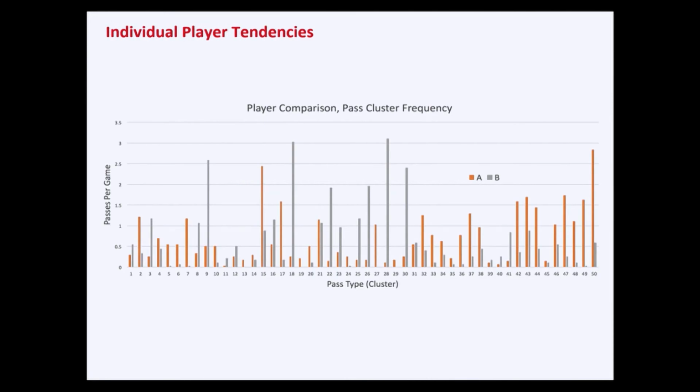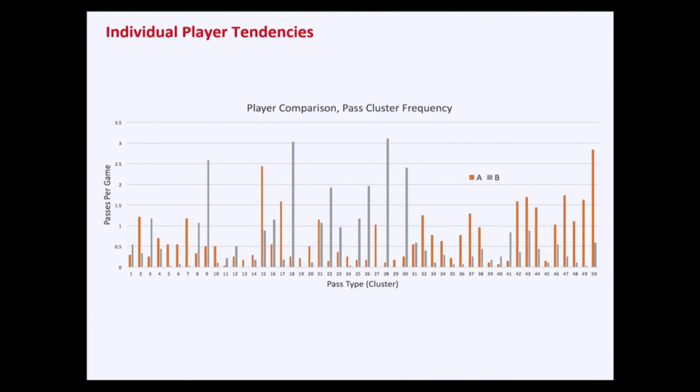Other things you can do are individual player tendencies. I threw this one together really recently, but this is a player comparison between, I think, a right back and an attacking center midfielder at the same team, and they both played about the same amount of minutes. You can see that their passes per cluster are dramatically different, right? So you see a huge difference, obviously, in the types of passes that certain players attempt, but you can also look at comparisons even inside positions, right?